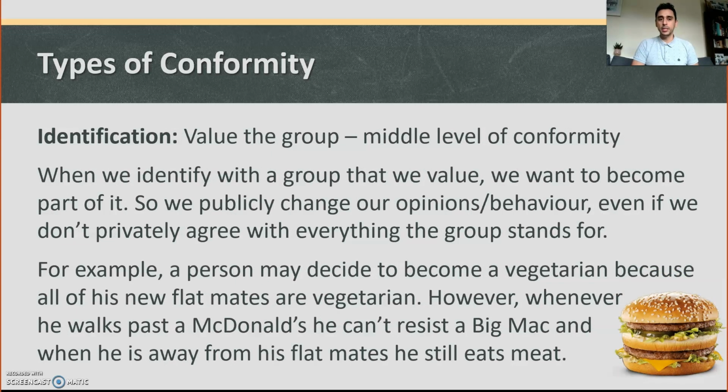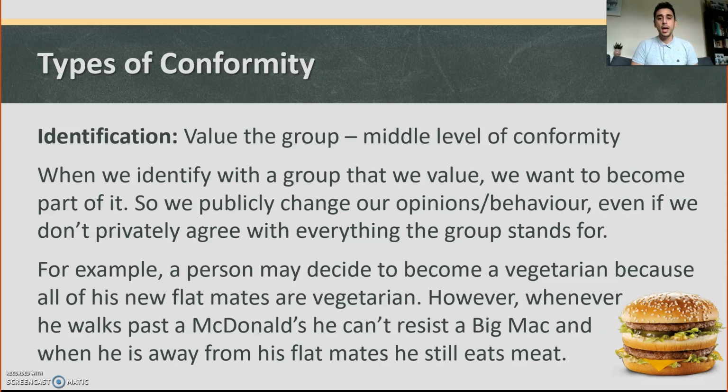Another type of conformity is identification. You value the group. This is a middle level of conformity. When we identify with a group that we value, we want to become part of it. So we publicly change our opinions and behaviors, even if we don't privately agree with everything the group stands for.